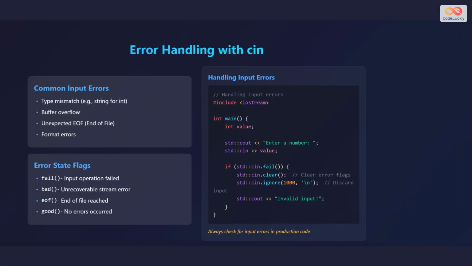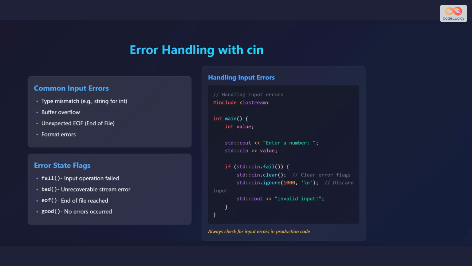Even with input validation, errors can still occur when using cin. It's essential to handle these errors gracefully to prevent our program from crashing. Common input errors include type mismatches, such as entering a string when an integer is expected, buffer overflows, unexpected end of file, and format errors.